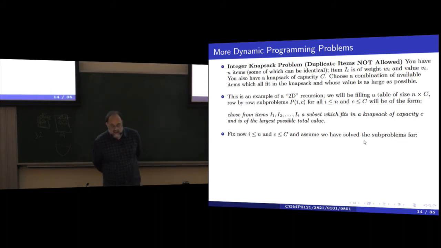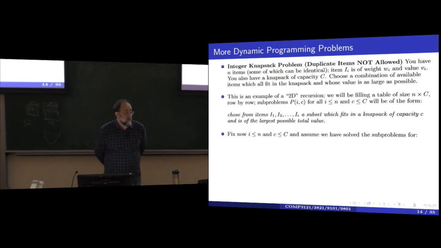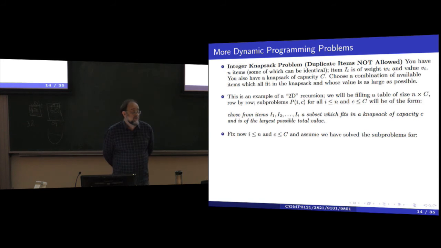Now, the recursion will be a double recursion. We will recurse both with respect to I and with respect to C. Okay, so the subproblems will be indexed, will form a two-dimensional grid, right? And so the problem that we might call P(I, C) is the following. Choose from the first I items a subset which fits in a knapsack of capacity C and is of the largest possible value. So now we have the parameters: what is the subset of items that you can take, and what is the capacity of the knapsack, right?